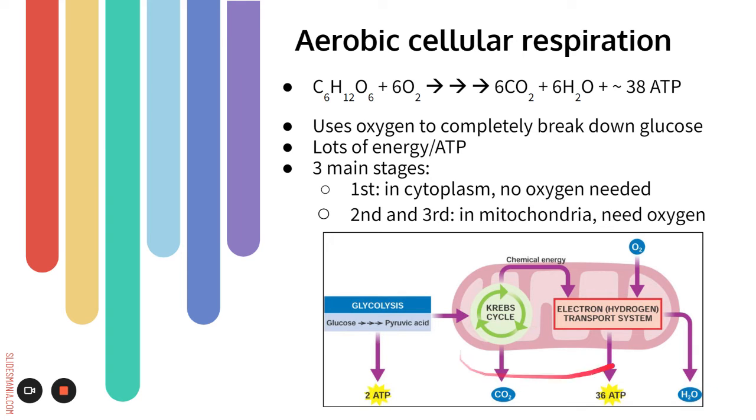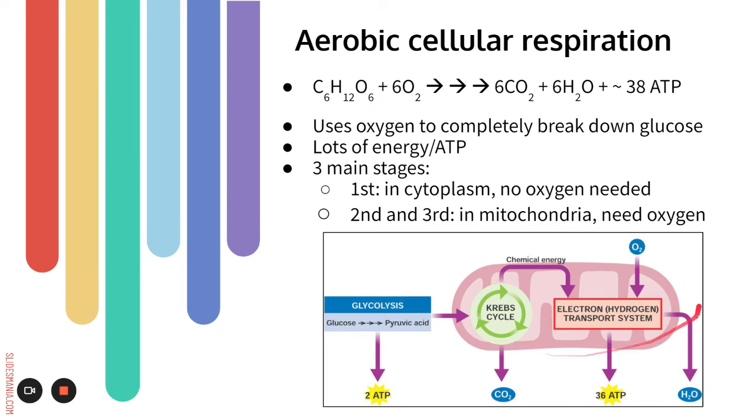And this is where we're going to start to require oxygen. Essentially, anything that happens in the mitochondria is going to need oxygen in order to proceed. So, the two steps here, the second and third step, are the Krebs cycle and the electron transport chain. And so, as a result, in the mitochondria, we're releasing those byproducts of carbon dioxide and water. And it's also where we're generating the vast majority of the ATP that comes from aerobic cellular respiration.